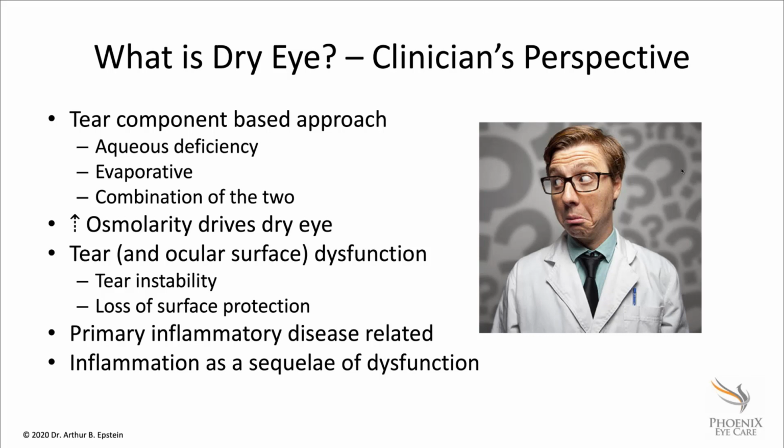So, for us, here's the confusion. We're just overwhelmed with, is it aqueous deficiency? Is it evaporative? Maybe it's a combination of the two. Maybe it's more than that. Is osmolarity the driver, or is osmolarity the consequence of this? Is it a tear film and ocular surface dysfunction? Are the tears unstable? Is there a loss of surface protection? What did the tears do? What's their function? Is it inflammatory disease? Is it the Pflugfelder-Stern theory, promulgated by Allergan? Is inflammation secondary? It's the kind of thing where we go like, I don't know, is it meibomian gland dysfunction? What is it? What is it?